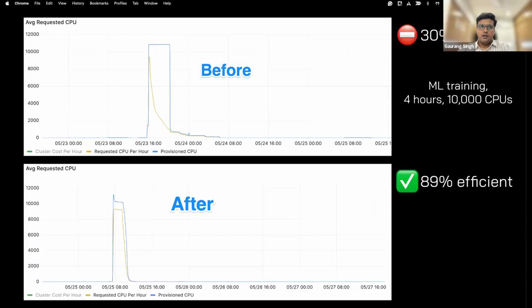And this is the next result, what we developed after applying the automation, right? The efficiency in this case is almost 89%.